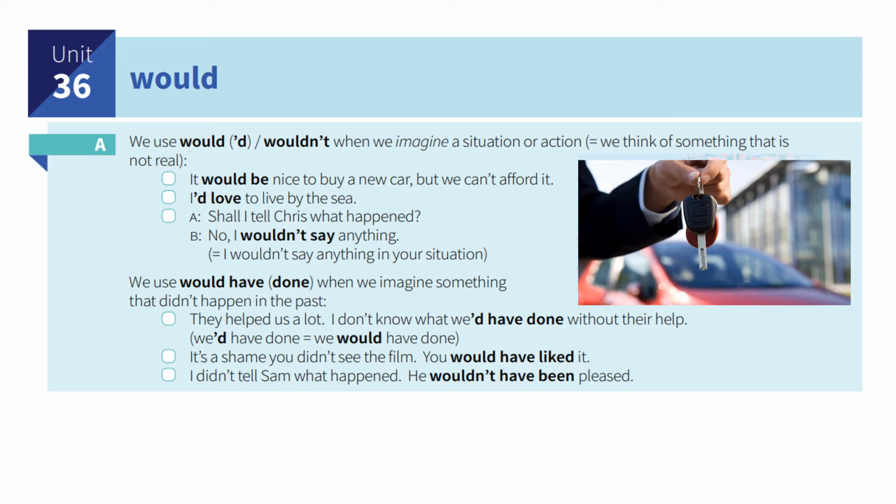We use would, or apostrophe D, or wouldn't when we imagine a situation or action. It means we think of something that is not real. Imagine. It would be nice to buy a new car, but we can't afford it. I'd love to live by the sea.